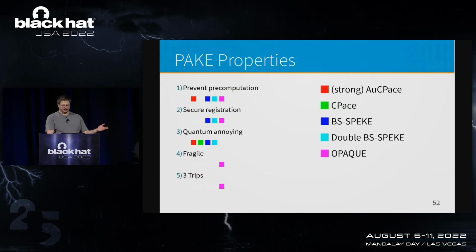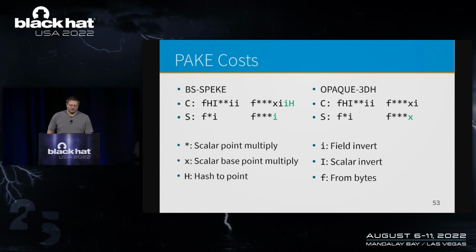CPace, being a balanced PAKE, doesn't have pre-computation protection or secure registration because there isn't any. So, the cost of BS-SPEKE versus OPAQUE 3DH: oh, hey, you can see green. All right, so green, those are just the extra operations. They're fairly similar in speeds.